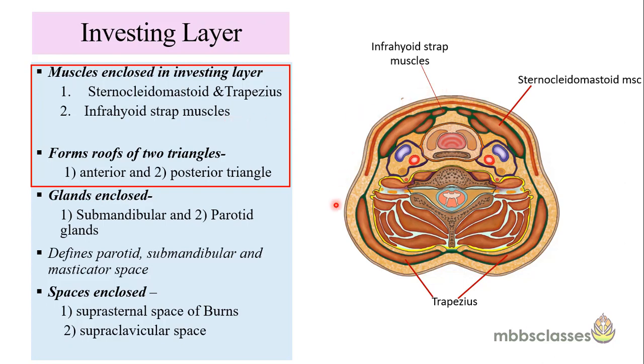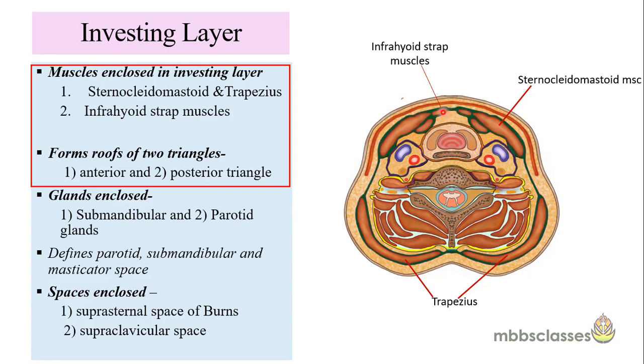So if you see here, this is an axial section of the neck, infrahyoid level, which is showing the investing layer of the deep cervical fascia. Now let's see how it runs. This fascia, if we start from anterior, splits and encloses the sternocleidomastoid and the infrahyoid muscles. Then it reunites, and it forms the roof of the posterior triangle.